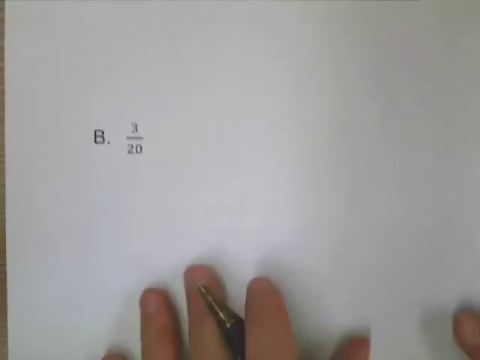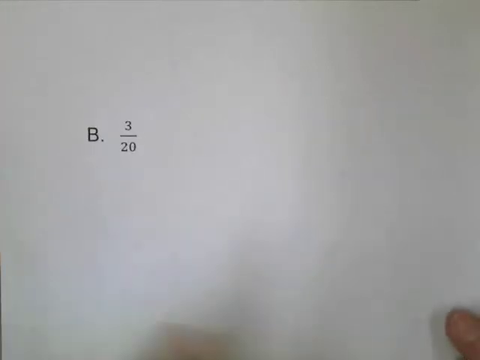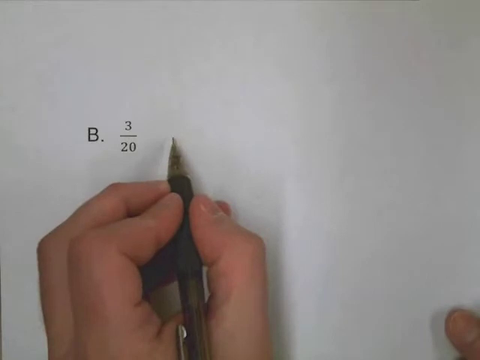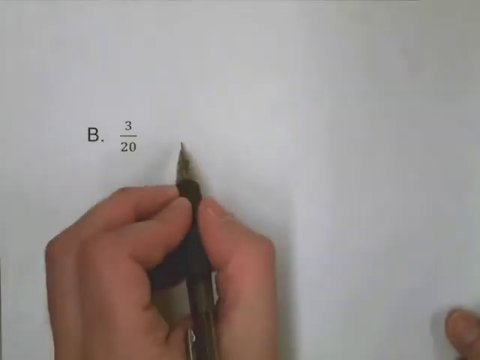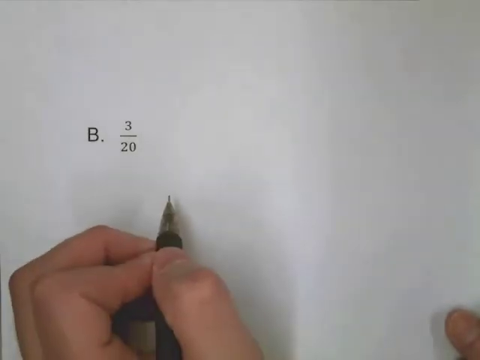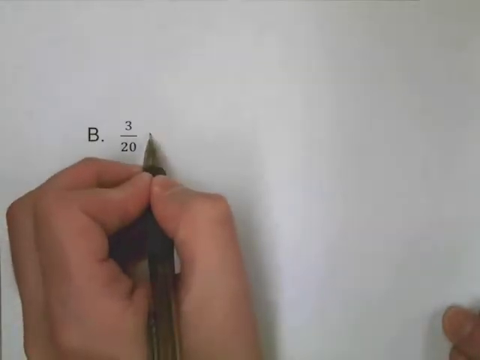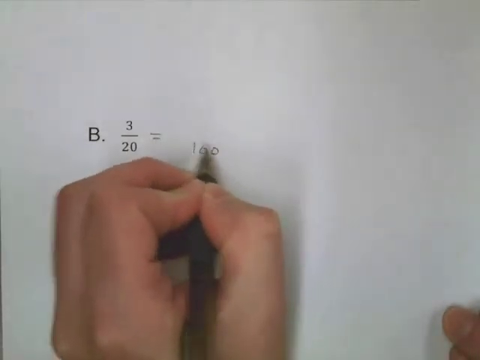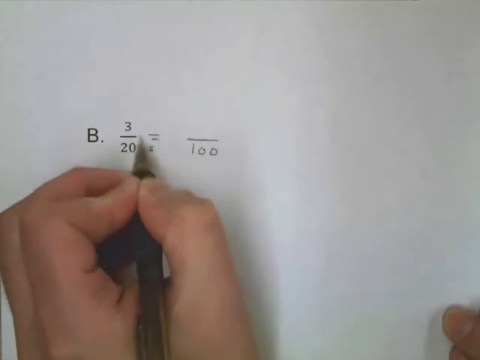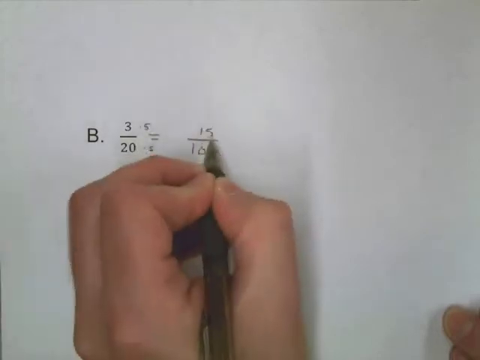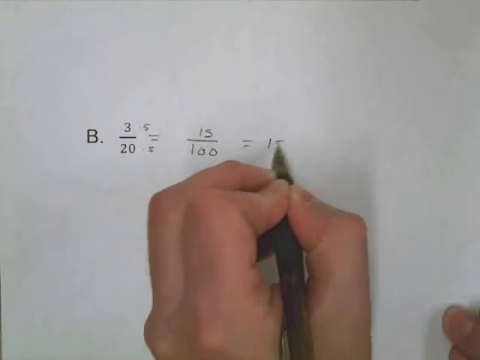Let's say I have 3/20ths. Well, now this one would be one that I could easily come up with an equivalent fraction that had 100 as a denominator. And that's one method. So let me do that here. And that would be as I multiplied it by 5. I end up with 15/100ths, or 15%.